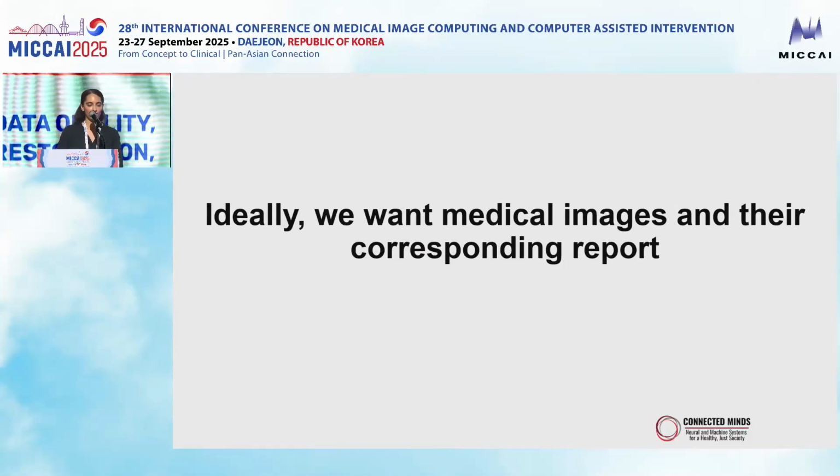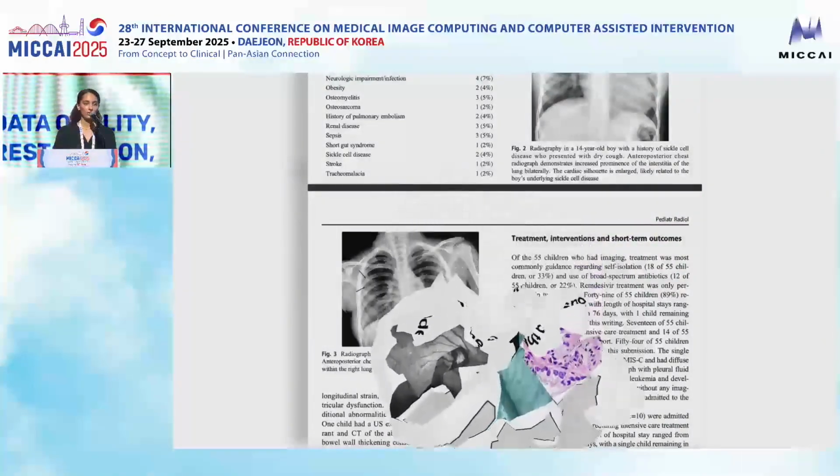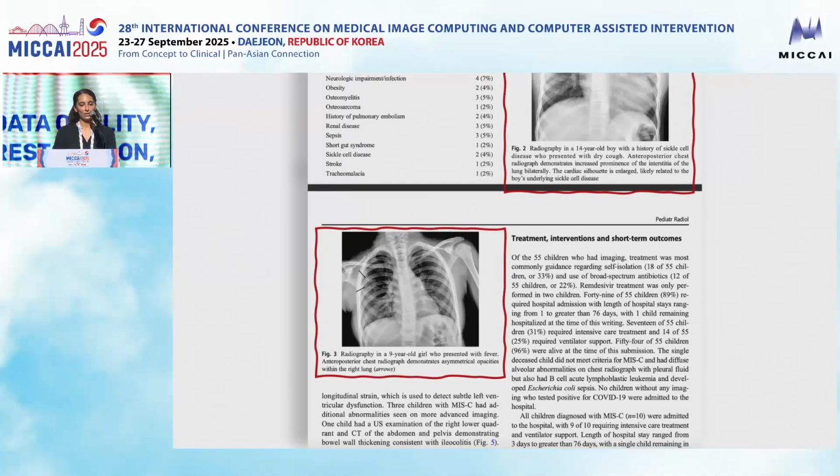Ideally, what we want for a high-quality dataset is medical images with their corresponding reports, like this. But having such a dataset is very hard and it has its own limitations, and we really can't do it on a larger scale with a variety of modalities. So what we can do is use the figures and their captions in medical papers on PubMed Central. We can extract the figures and their corresponding captions, and to enhance the captions more, we can also use the in-text references for each figure.